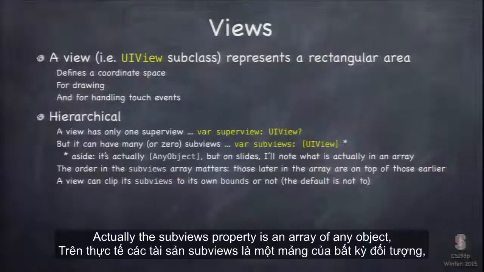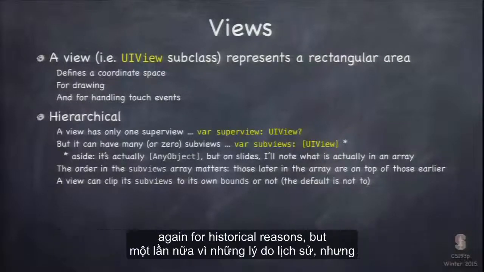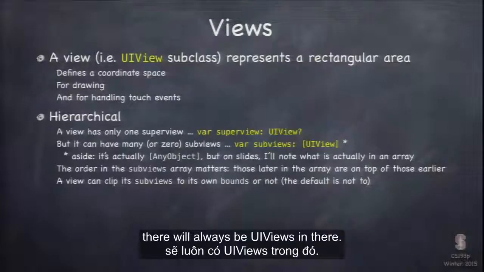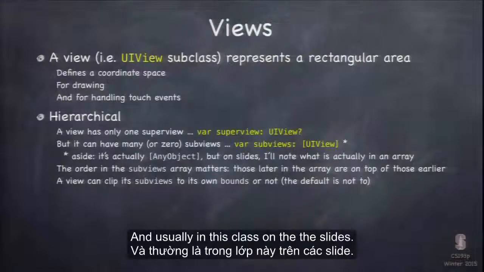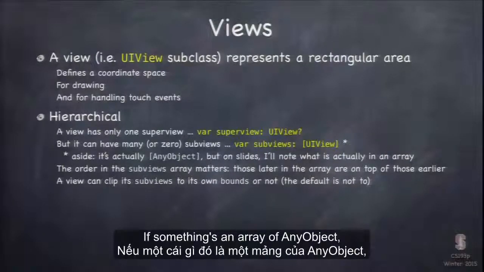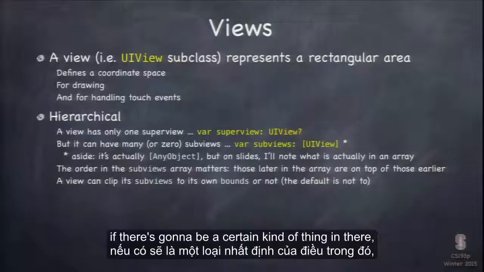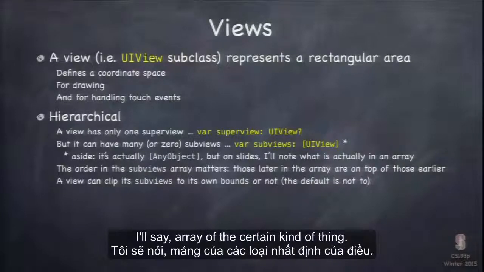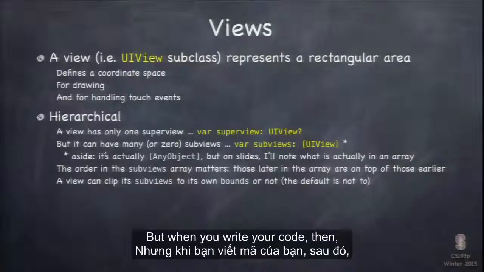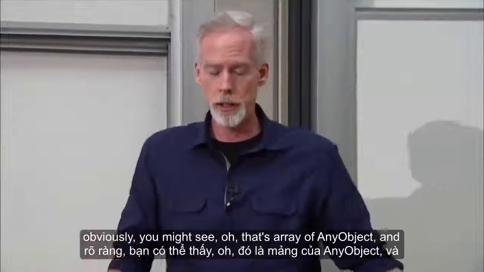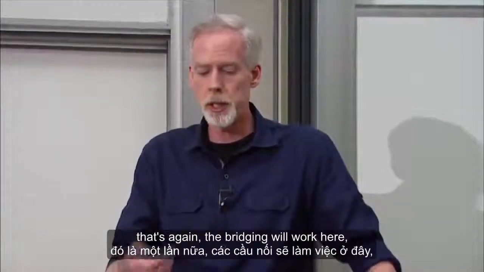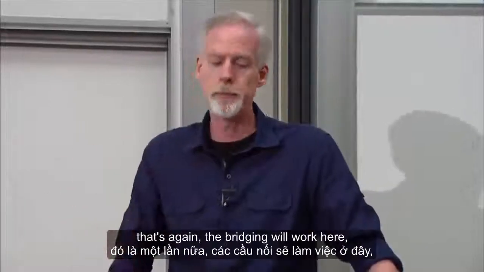Actually, the subviews property is an array of AnyObject, again for historical reasons, but there will always be UIViews in there. So don't even worry about that. Okay? And usually in this class on the slides, if something's an array of AnyObject, if there's going to be a certain kind of thing in there, I'll say array of the certain kind of thing. But when you write your code, then obviously you might see, oh, that's an array of AnyObject. And that's, again, the bridging will work here automatically, so there's no worries there.